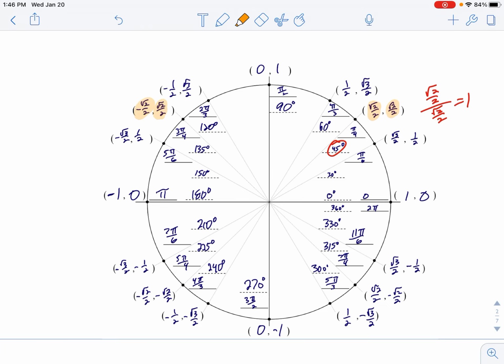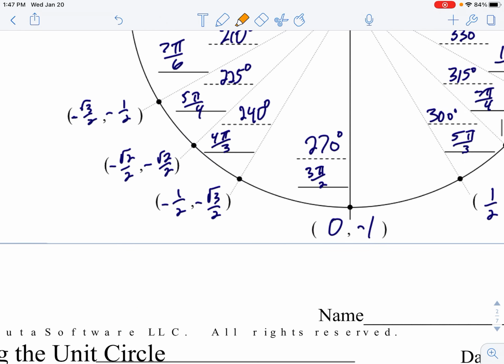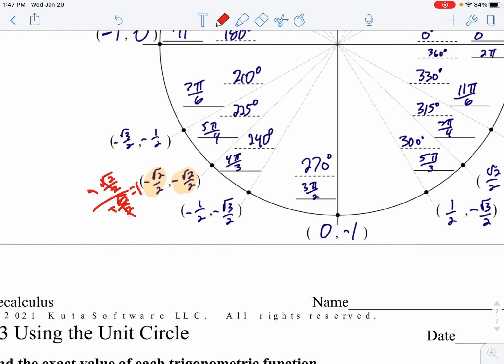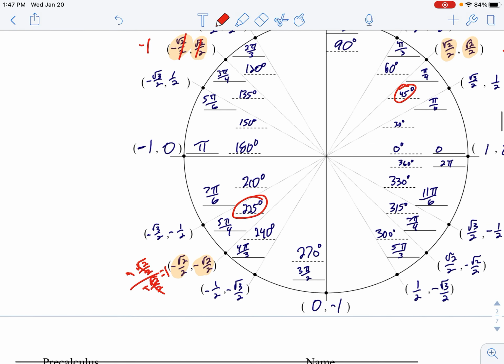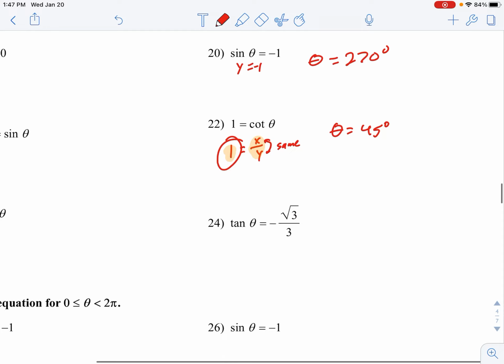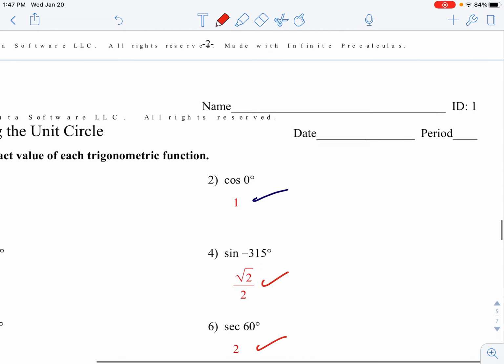But there's a second time that it happens. Not here, because one's positive, one's negative. If you divide them, they still cancel each other out, but that gives you negative 1. But look down here, negative square root of 2 over 2, negative square root of 2 over 2. If you divide those, not only do they cancel, but the negatives cancel and give you 1. So that happens at, I got off a little bit, 225 degrees. So two answers here, 45 and 225. Let's check.